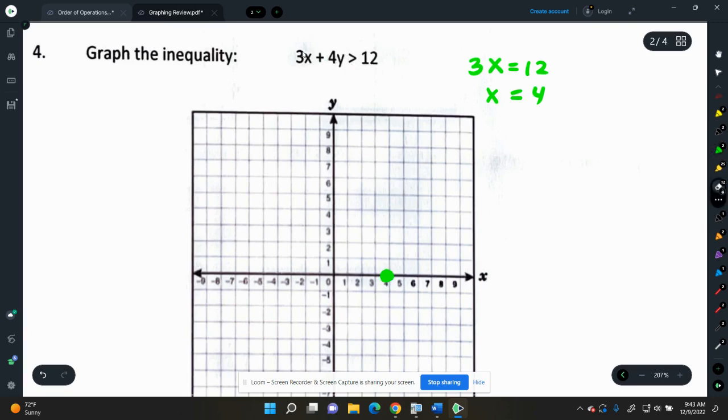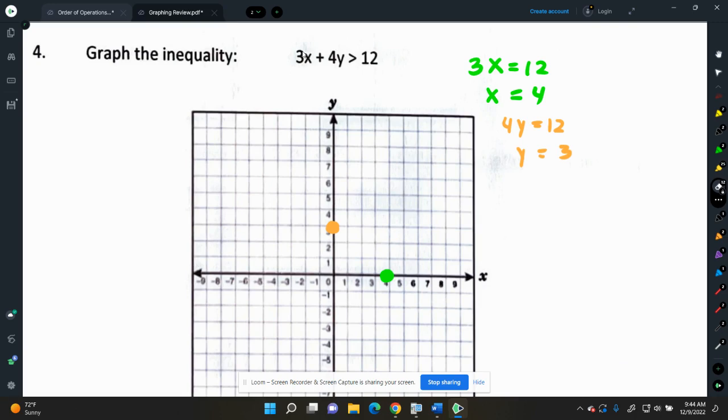Okay. And then I'm going to do the y-intercept, so I'll cover over the x. So 4y equals 12, so y equals 3. So I'll put that on my y-axis. Okay, so see how easy that one was, right? I could move it around and put it in slope-intercept form, but it's really easy to work with it in this form because of the numbers.